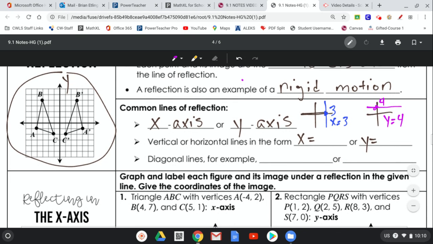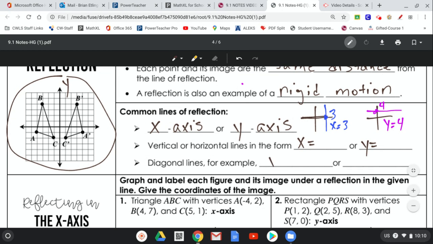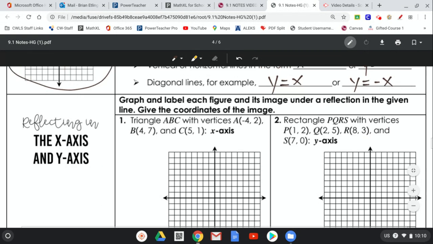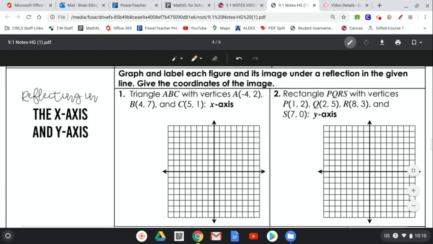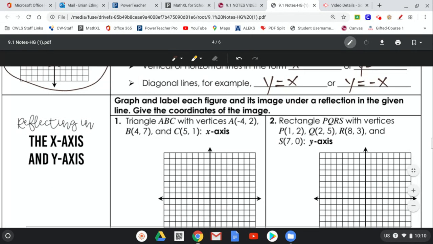All right, so diagonal lines would be lines in the form of y equals x, or y equals -x, okay? That's just an equation of a line, where we have a y-intercept of 0 and the slope is 1. You'll see when we get to those what that's going to look like, but those will be diagonal lines. So the notes are split up into x-axis, vertical or horizontal lines, and diagonal lines.